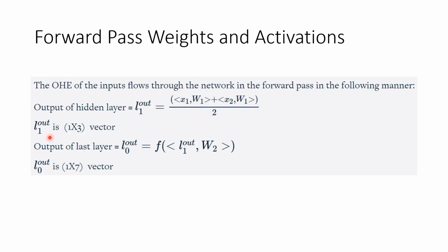And the output will be in the form of 1 cross 3. Similarly, the output of the final layer, that is my output layer, will be calculated like this: f of L1 out comma W2. So W2 was 3 cross 7, L1 out was 1 cross 3, right? So it is written here. So the final output will be 1 cross 7. Here f is my softmax function, right? I hope we all know how these things work. The basic understanding is this.